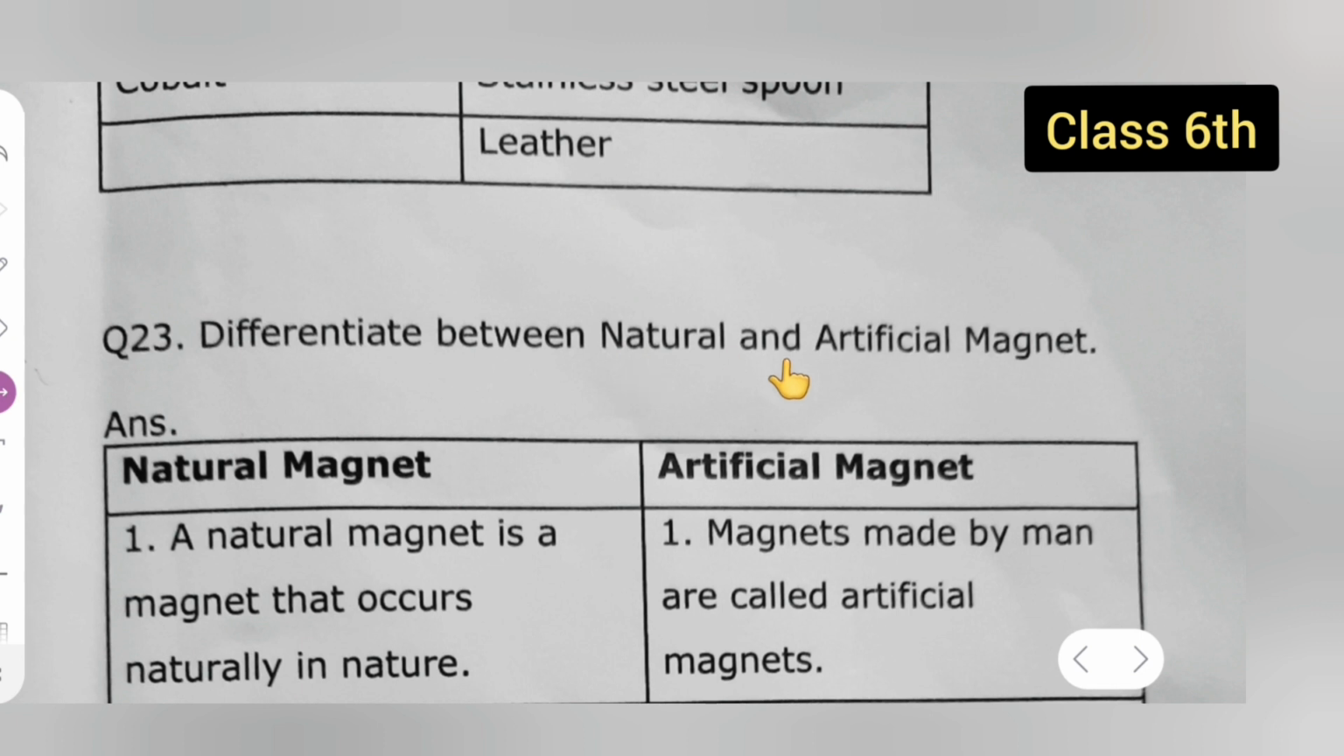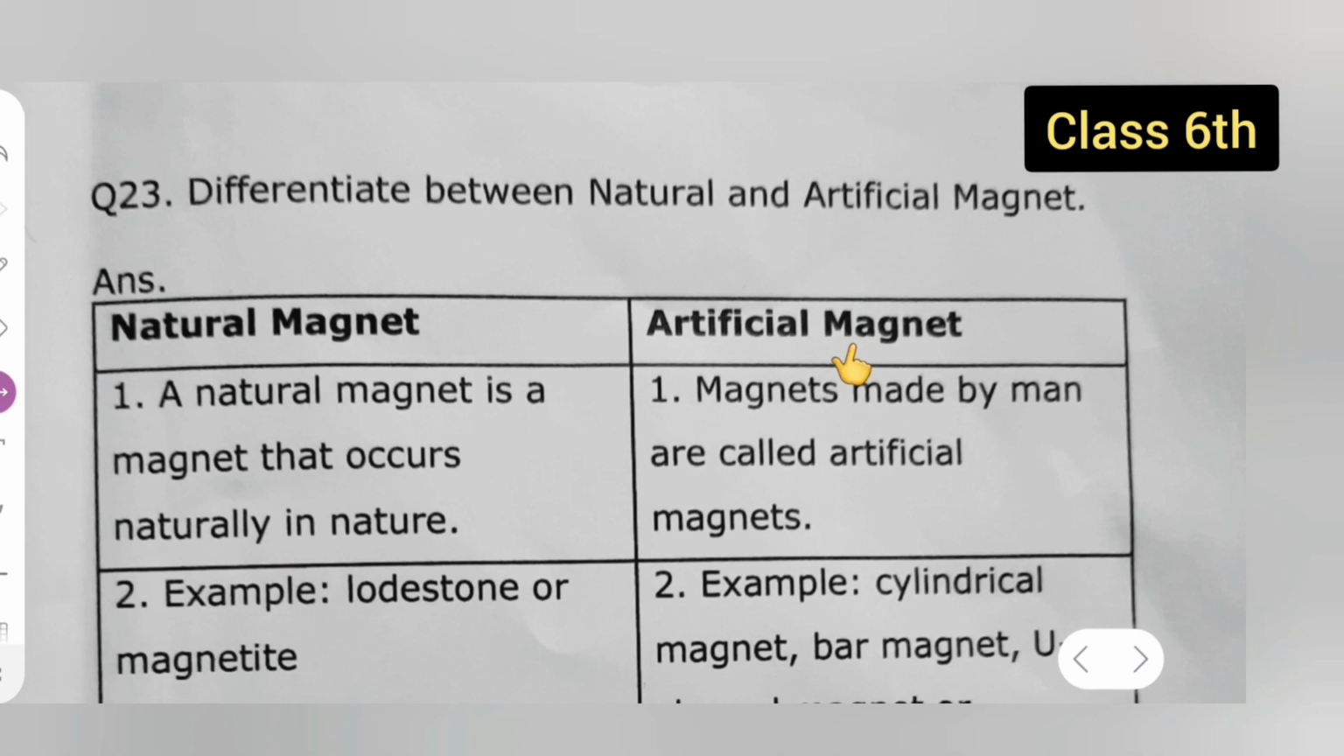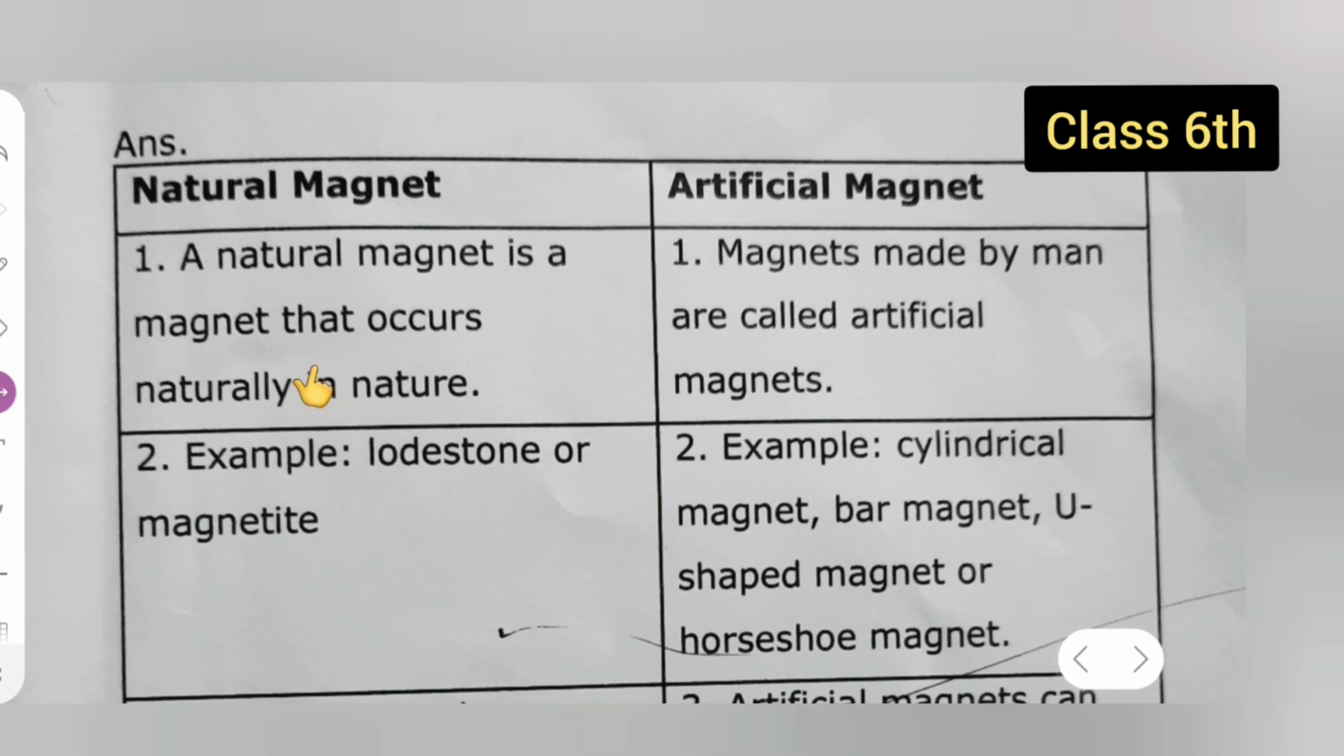Next, difference between natural and artificial magnets. Okay, natural magnets. A natural magnet is a magnet that occurs naturally in nature. Artificial magnets made by man are called artificial magnets. Okay, these are the magnets made by a man, so they are called artificial magnets. Now, an example of a natural magnet is lodestone or magnetite. Examples of artificial magnets are cylindrical magnet, bar magnet, U-shaped magnet or horseshoe magnet.